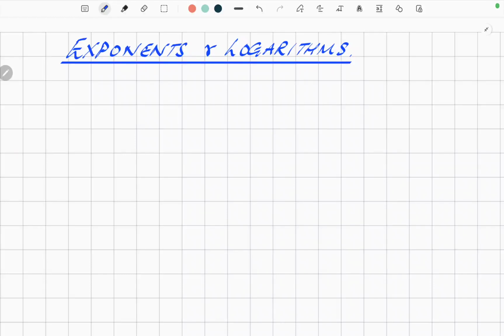Exponents and logarithms, right? The exponent function basically means powers. For example, if you have y equals a number, that's called the base number, to a power that is variable. In other words, you're used to seeing polynomials, for example y equals x squared or x cubed, but this time it's a fixed number that's raised to a variable power.